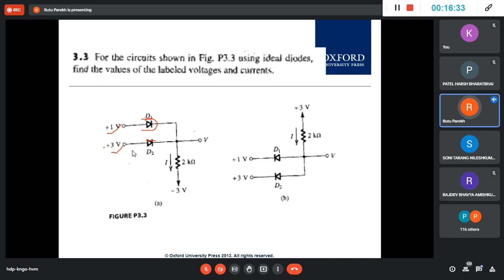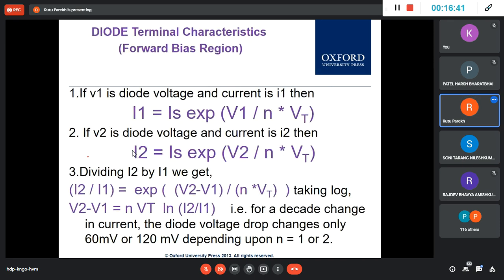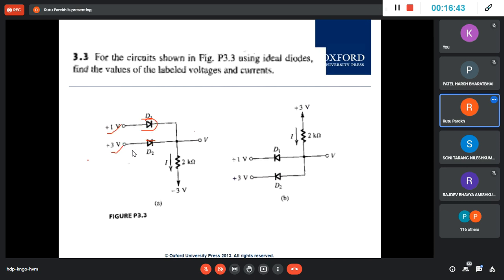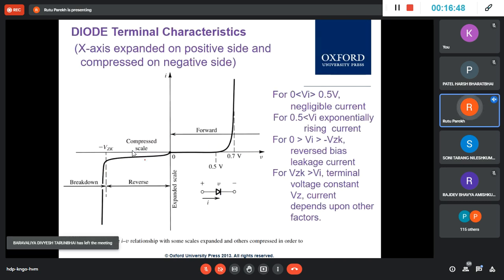So now see what is happening. You know, now if you talk in terms of IV curve, okay, so 1 volt share and 3 volt share. So this is an expanded version, okay.